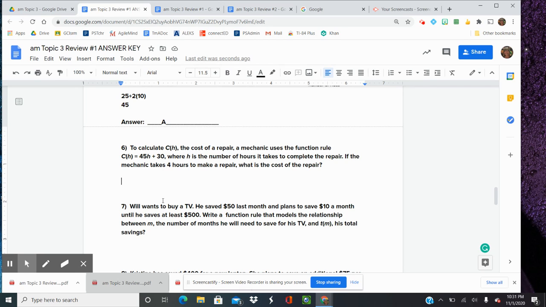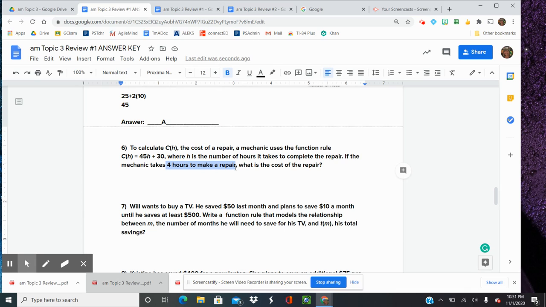So to calculate C of H, the cost of a repair, a mechanic uses the function rule C of H equals 45H plus 30, where H is the number of hours it takes to complete the repair. This says it takes the mechanic 4 hours to make a repair. What is the cost of the repair?